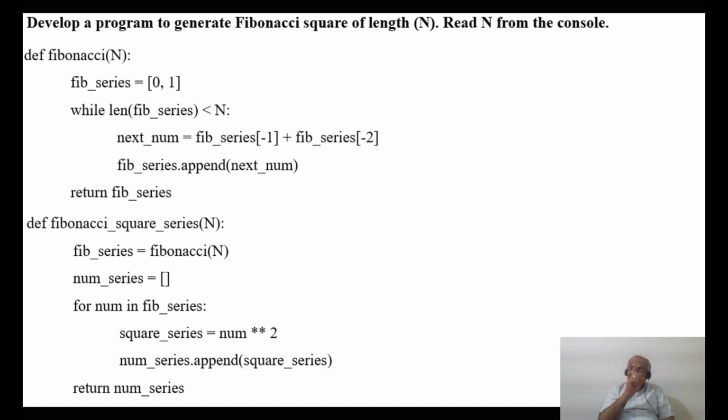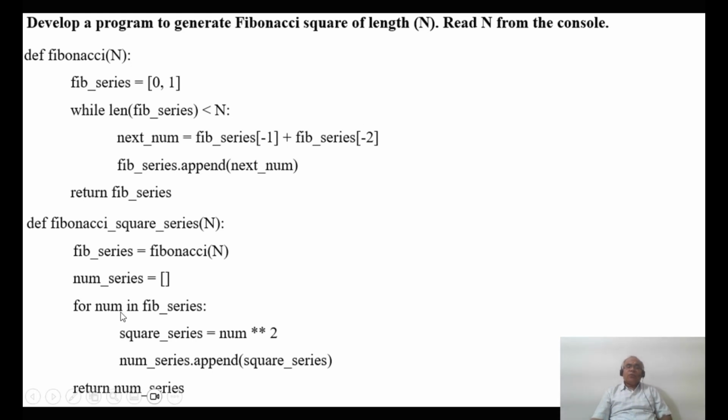The value of that index is 0. So what is the number of that index? The number of that index is 1. So that is 0. For num in fib series, yes, since there is an element in the num series for the first element, what is that number?